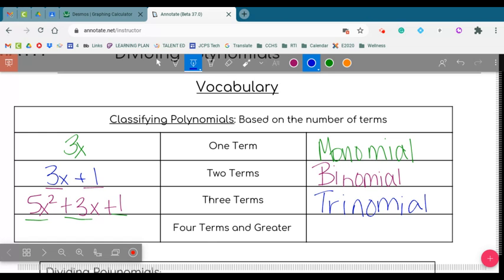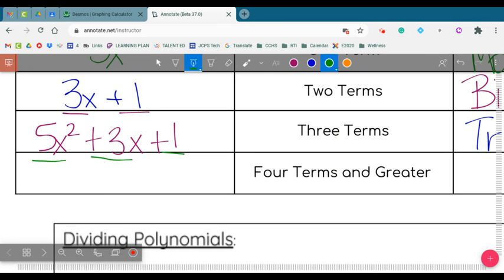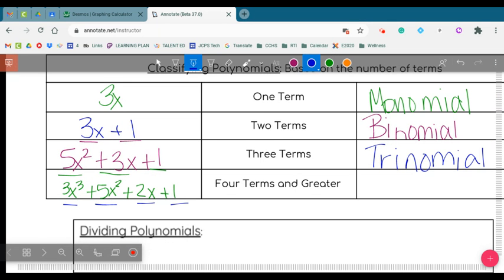And lastly, we have our famous word that we keep talking about, which is polynomial. So if you have 4 or more terms, so let's say we have 3x cubed plus 5x squared plus 2x plus 1. This is 4 terms. 1, 2, 3, 4. And this is considered a polynomial. So even if you have 5 terms, it's still considered a polynomial. Polynomial is kind of like our general term. Monomial, binomial, trinomial, we can say polynomial in general.